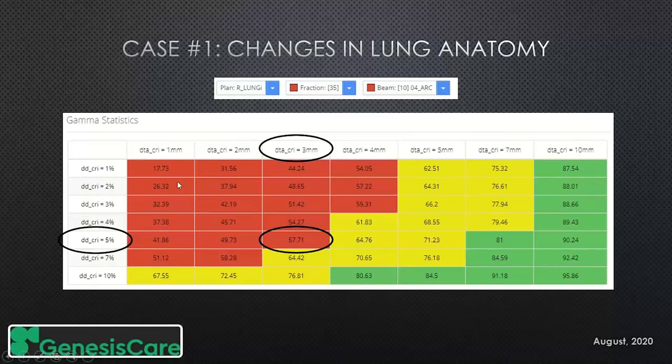And it's pretty obvious. For example, if I use this very first one here, 17.73, that's with the dose constraint of 1% and a DTA of 1 millimeter. Almost all pixels will fail that. Oppositely, if I go to the far right-hand corner, a dose threshold of 10% and 10 millimeters, almost all of the gammas will pass. All of the pixels will pass that gamma.